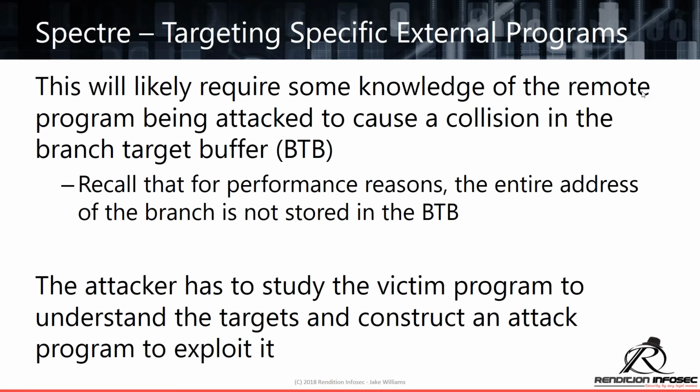So the attacker is going to have to study the victim program and understand its branch targets and branching addresses to construct an attack. I'm not saying it can't happen. It certainly can. We've seen some trivial proof of concepts. But of all of them, while this concerns me because of the whole recompilation requirements, understand this is going to be the hardest of these scenarios to exploit.